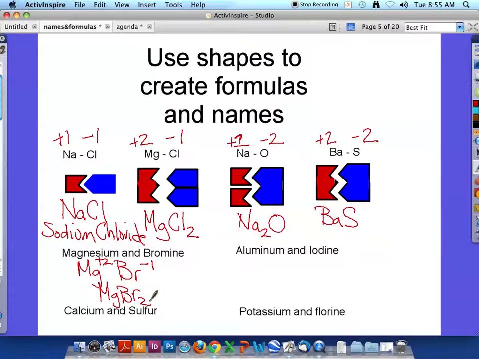Do the same thing for all of these. We'll do aluminum, find it on the periodic table as Al, then you see that aluminum is the one with the +3 charge. Iodine is a -1. You need 3 to cancel out the aluminum. So AlI3. Right. Okay, and you could go through and do the same for the bottom ones as well.